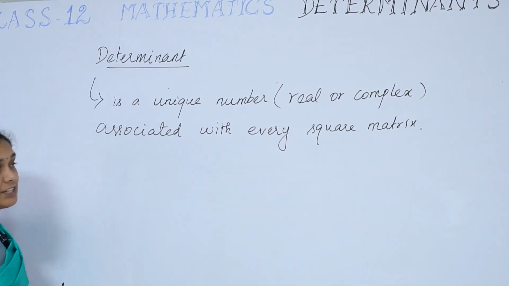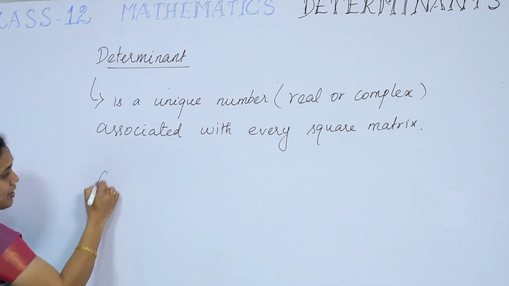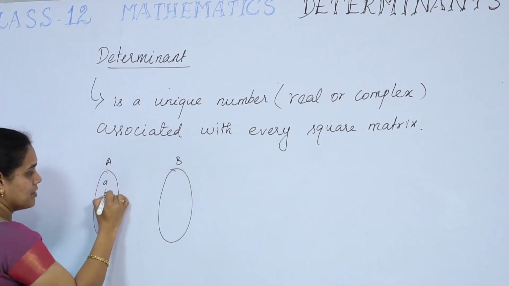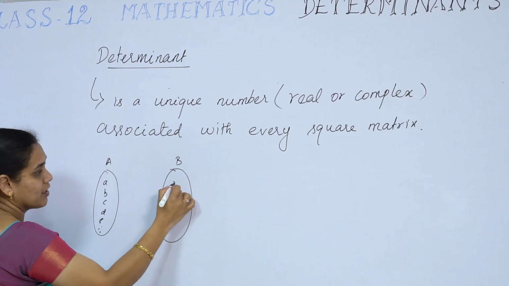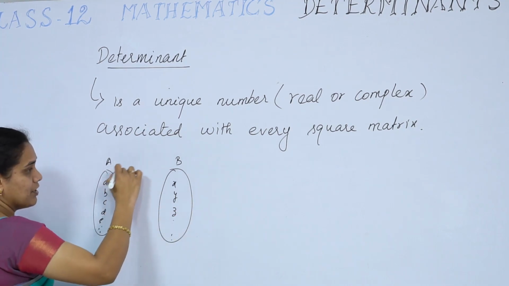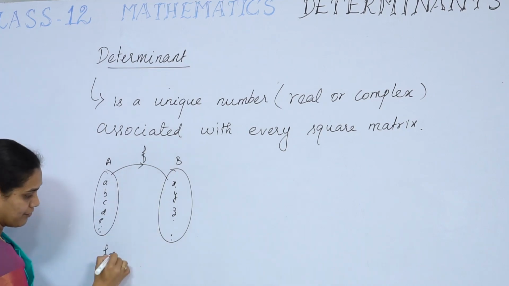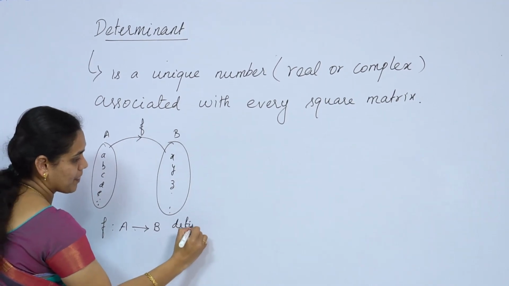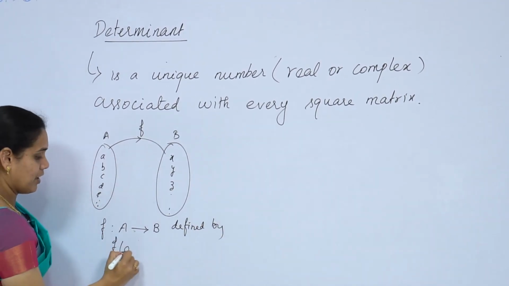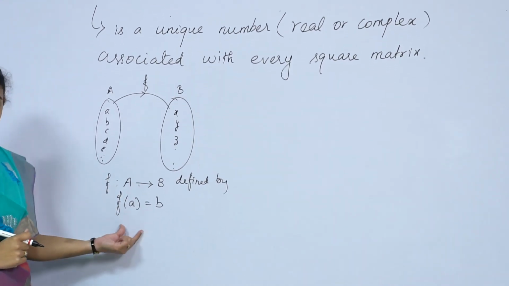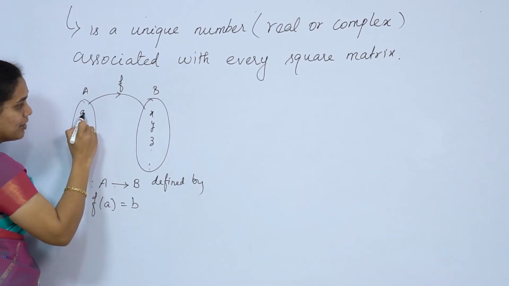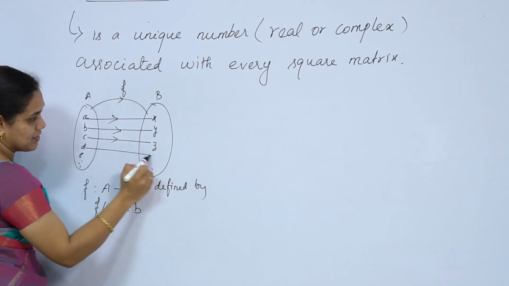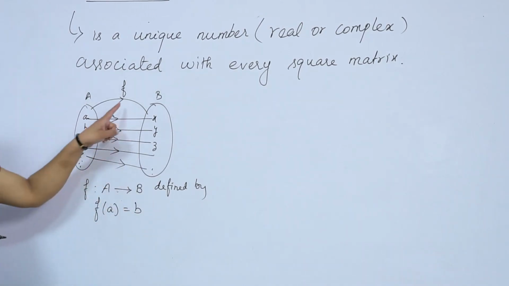So it reminds us of the definition of a function. What is a function? If there is a set A and a set B, with elements a, b, c, d in A and x, y, z in B, and we define a relation f from A to B, then f of a equal to b is called a function when every element of A has a unique image in set B.